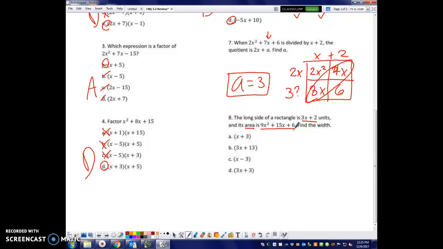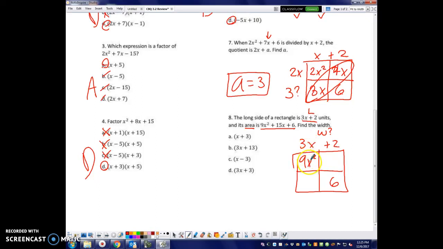Okay. Number 8. The long side of a rectangle is 3x plus 2 units, and its area is this. Find the width. Remember, area is length times width, so this is the length, and we need the width. Well, if you multiply to get the answer, obviously you divide to get one of the answers. So we put 9x squared here. We put 6 here. We're dividing by 3x plus 2. So now we need to figure out how to get the center parts, okay?